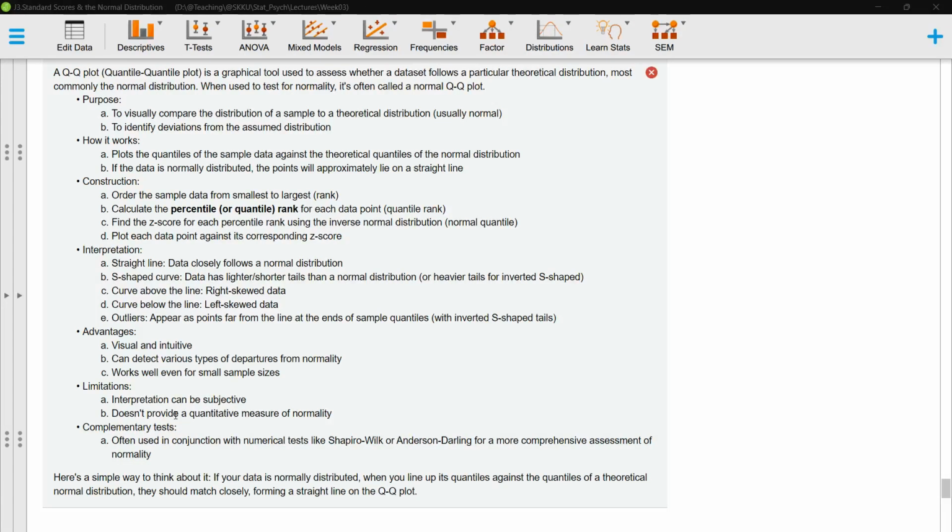Because of these limitations, we can use a complementary test for the normality inspection, and it is often used in conjunction with numerical tests like Shapiro-Wilk or Anderson-Darling for a more comprehensive assessment of normality. Simply speaking, if your data is normally distributed, when you line up its quantiles against the quantiles of the theoretical normal distribution, they should match closely, forming a straight line on the QQ plot.